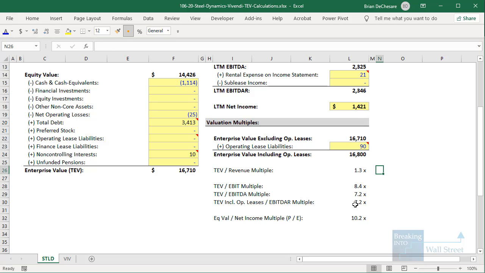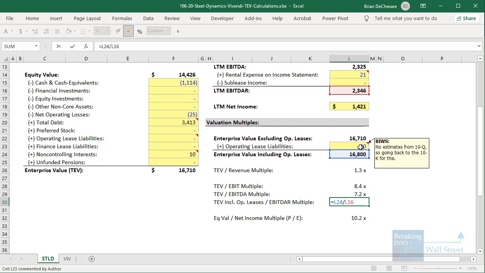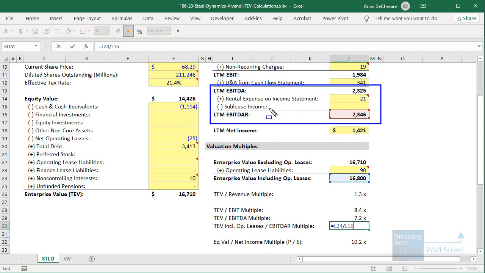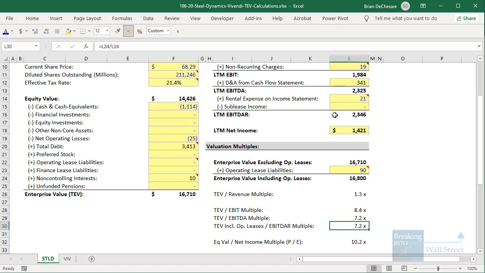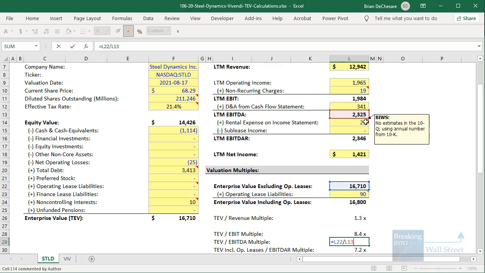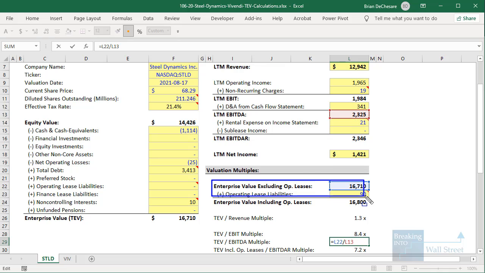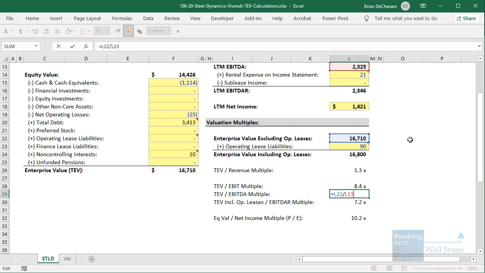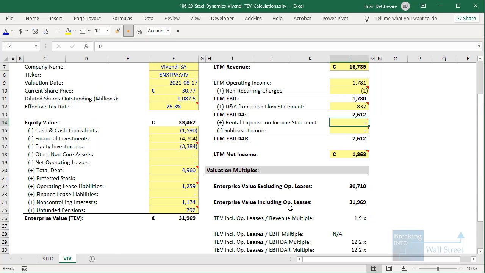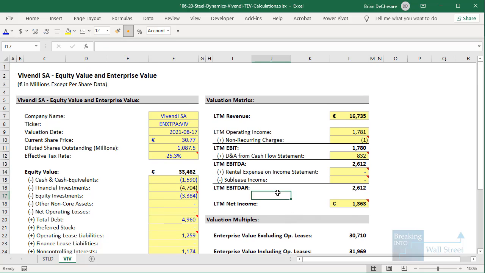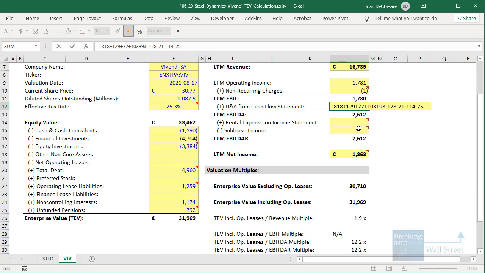And so if we want to include this operating lease liability and pair it with a valuation multiple like EBITDA, that's fine, but we can't just use EBITDA. We actually have to add back the rental expense on the income statement and use EBITDAR instead of EBITDA. Now, if we're just using EBITDA, this already deducts the lease expense or the rental expense. And so we can use enterprise value excluding operating leases here and pair it with EBITDA. And you can see how in each case, we get to about the same result, 7.2x. Under IFRS, we don't do that because operating leases are already split into depreciation and amortization.